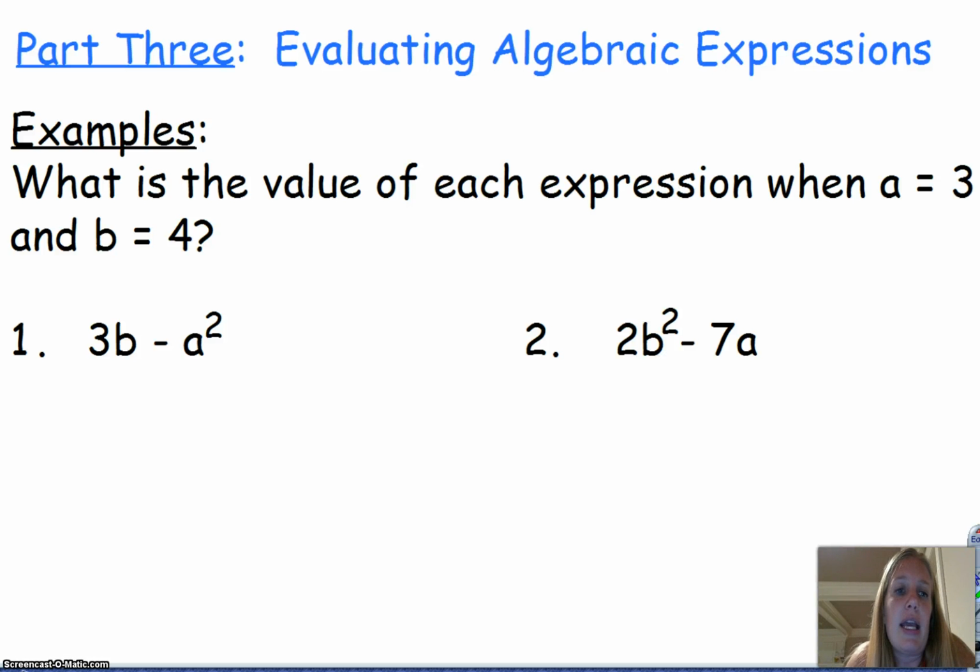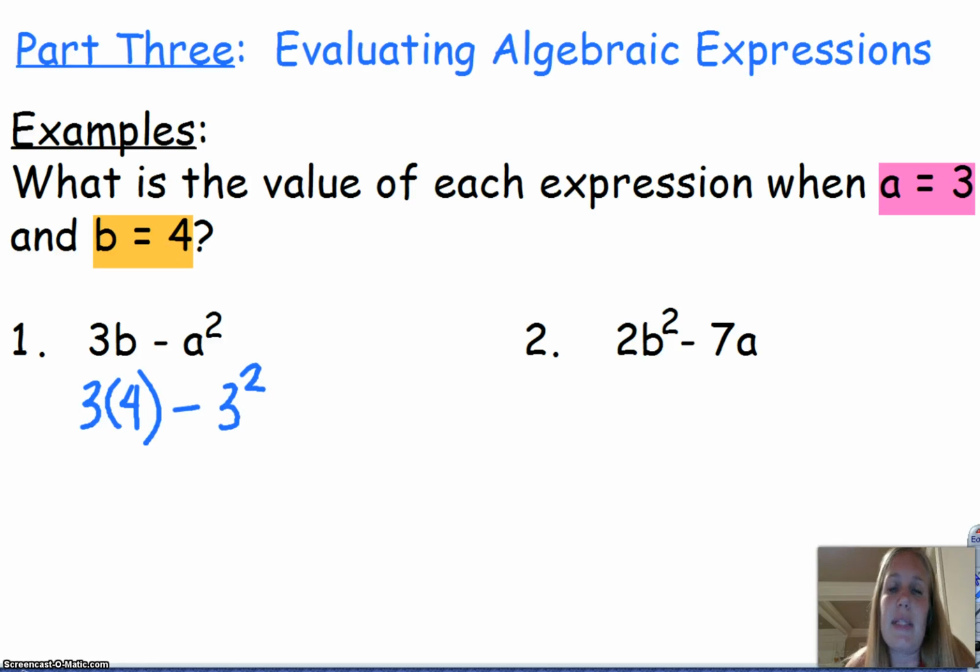So in this problem, it says, what is the value of each expression when A equals 3? So we know A equals 3, and B equals 4. So anytime I see an A, I'm going to plug in 3, and anytime I see a B, I'm going to plug in 4. So my first problem, I have 3 times B. This doesn't turn into 34. This turns into 3 times 4. Minus A was 3, so 3 squared. So all I did was substitute in. Now I'm going to do the order of operations.